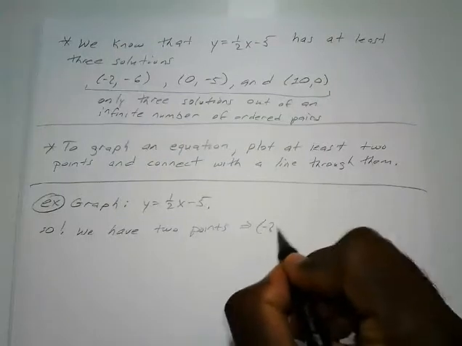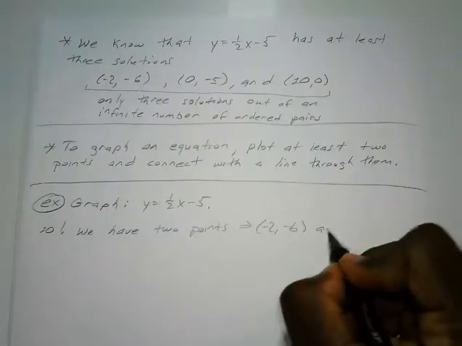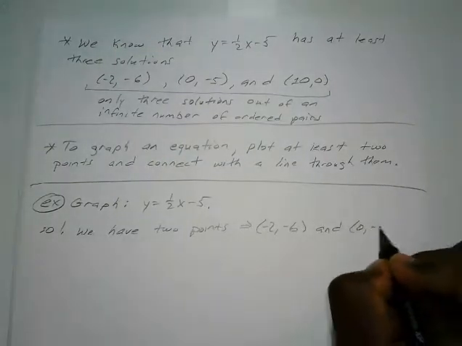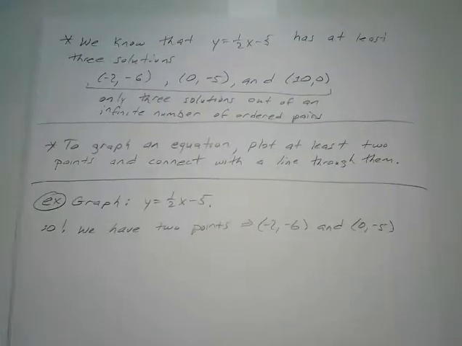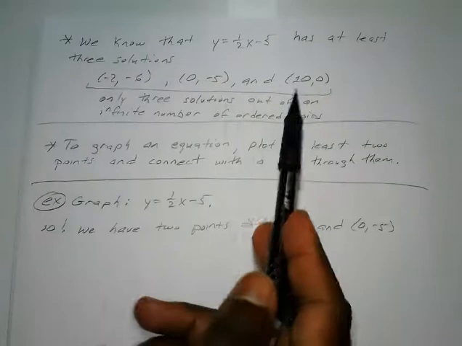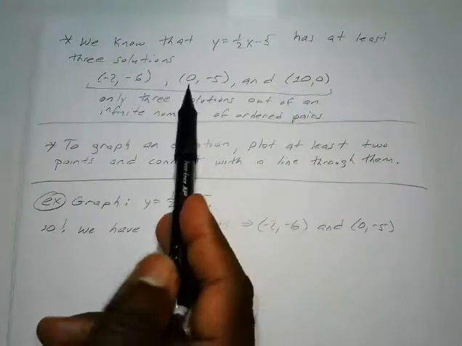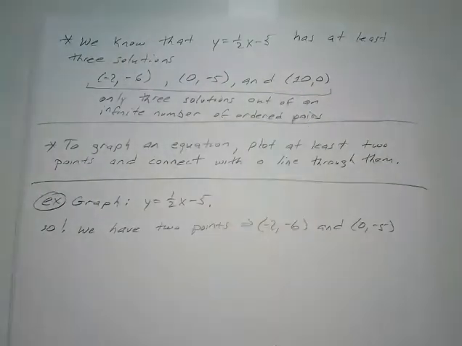Okay. We can use -2, -6, and 0, -5. Or if you wanted to, you can use -2, -6, and 10, 0, or you can use 0, -5, and 10, 0. It doesn't matter which 2 points you use. It's completely up to you.